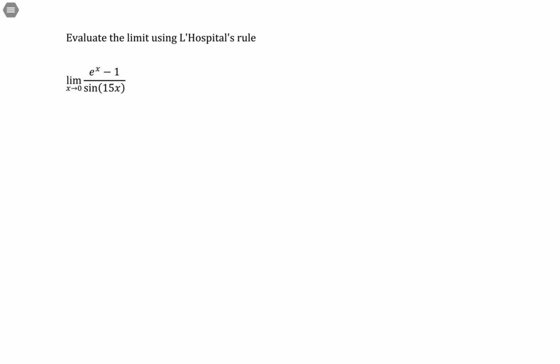Evaluate the limit using L'Hopital's rule. Here we have the limit as x goes to 0 of (e^x - 1) over sine of 15x.